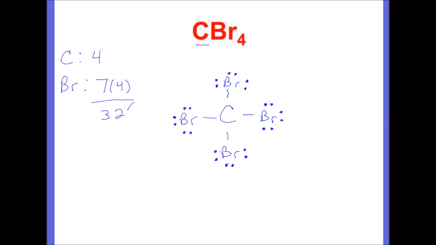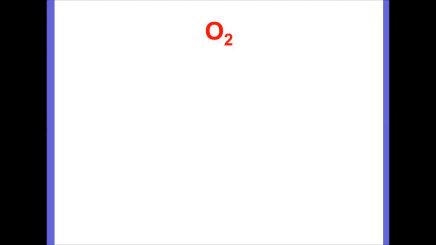Alright, let's take a look at a next one. O2. Alright, this is when the fun starts to begin. So we say oxygen, it's in group 6, and there's 2 of them, so that is going to equal 12 valence electrons. Now, let's take a look at how we do this.